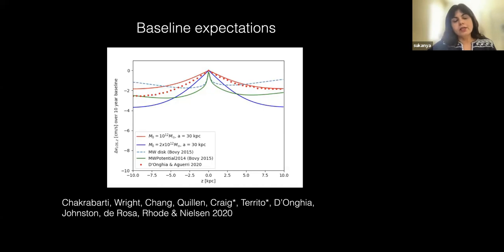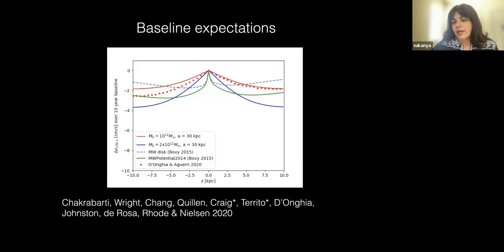On the y-axis here is the change in the line of sight velocity over a 10-year baseline, as a function of height above and below the midplane. A few different static potentials are shown here. Some of these are commonly used in the literature, and I've also shown in these red dots an isolated spiral galaxy simulation. What I'd like you to notice is that the overall scale for the acceleration is about several centimeter per second change over a decade. And they're all fairly symmetric on either side of the midplane.